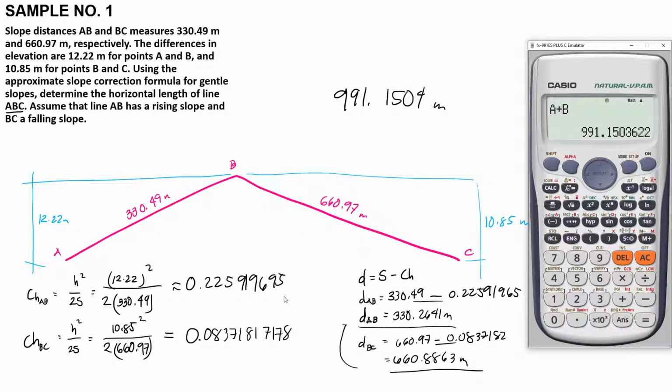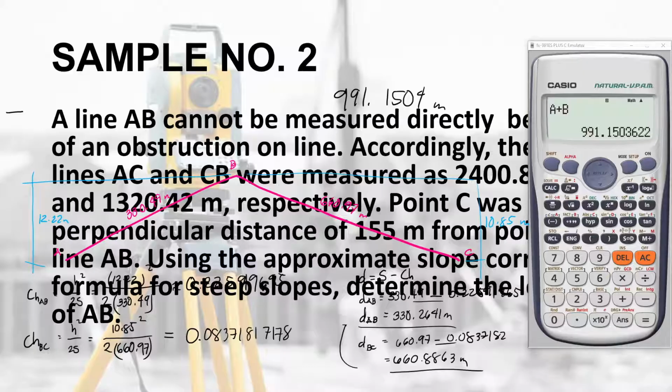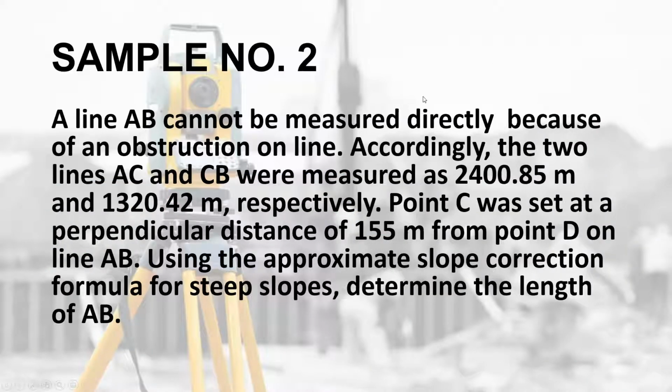Next, another sample, sample number 2. A line AB cannot be measured directly because of an obstruction on the line. So there is an obstruction. Accordingly, the two lines AC and CB were measured as 2,400.85 meters and 1,320.42 meters respectively. Point C was set at a perpendicular distance of 155 meters from point D on line AB. Using the approximate slope correction formula for steep slopes, determine the length of AB.